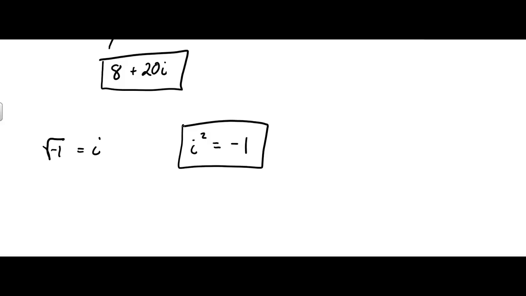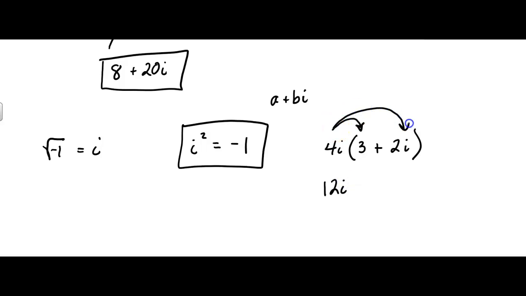because remember, complex numbers can be written in standard form, a plus bi. So I'm going to give you a little example here. Let's say we had 4i times 3 plus 2i. I'm just making this problem up. Well, you would go 4i times 3, 12i. That's fine. And then you'd go 4i times 2i. Well, what would that give you? 4 times 2 is 8, but i times i is i squared.